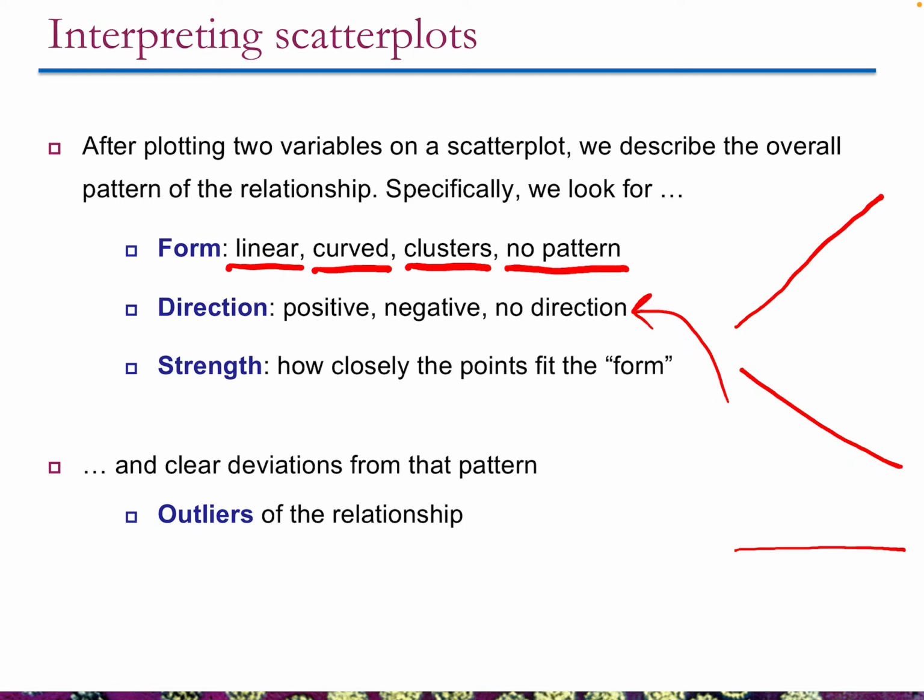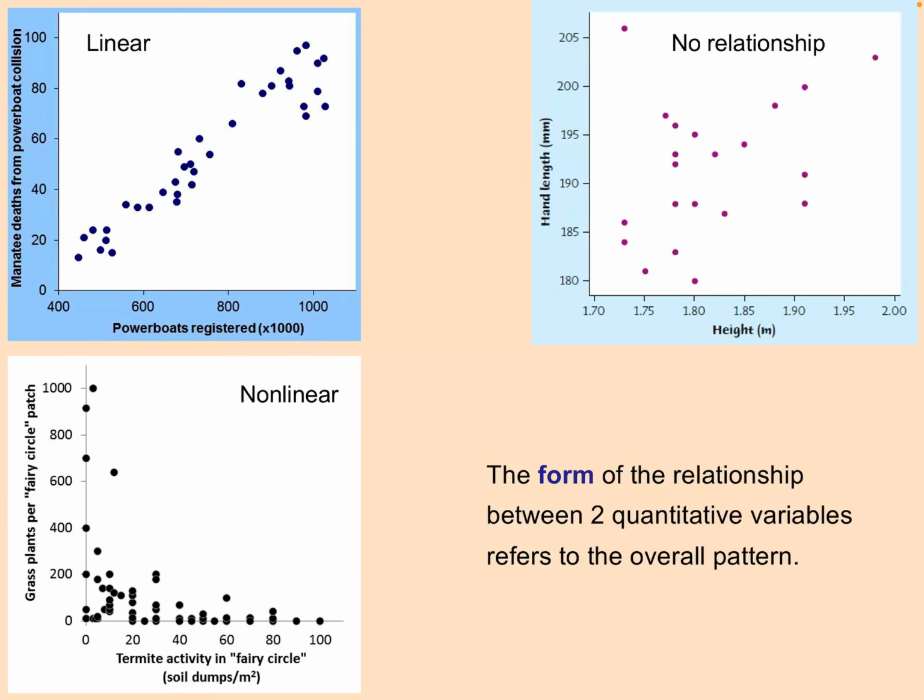Then the last thing we're looking for would be possible outliers, right? Data points that don't seem to fit within the overall spread of the data. Okay, let's look at some examples.